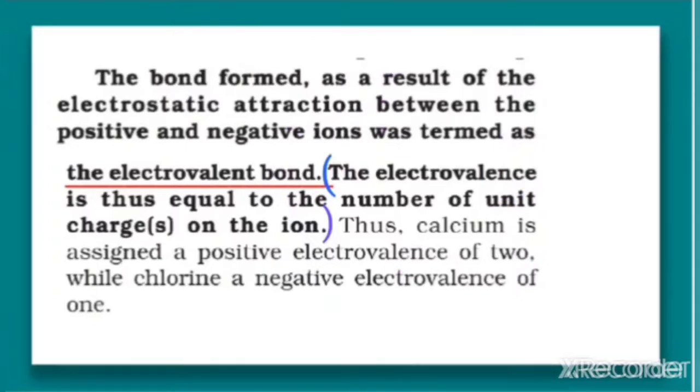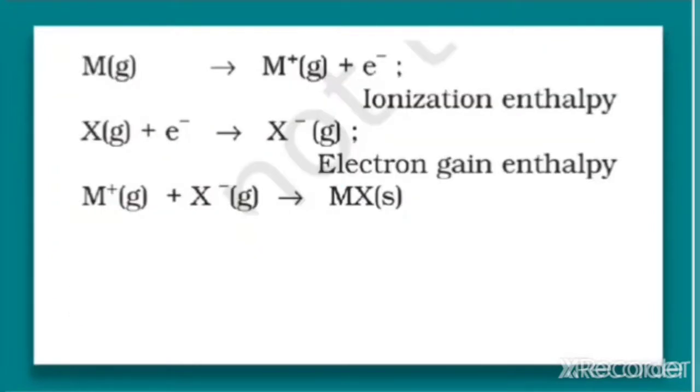So this is actually the force of attraction between the positively and negatively charged ions that are formed due to the loss of electron, which forms the positive charge, and the gain of electron, which results in the negatively charged ion. Let us take the general equation. The metal loses 1 electron to form a positively charged ion, that is a cation. This process is called removal of electron. The energy change, the enthalpy change involved here, is called ionization enthalpy.